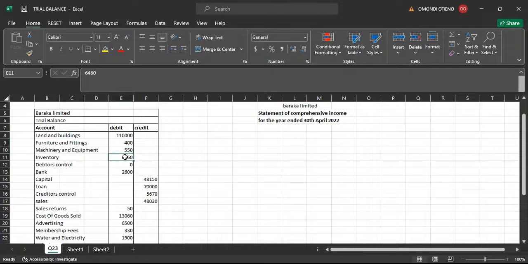Inventory is a current asset. Debtors control, that is the debtors, is 0. Bank, current asset. Capital is equity item, so we have it there. Loan, that is a long-term liability. Creditors control, that's a current liability. Sales, that's a revenue or income item. We have sales returns. Yes, we sold goods, but customers have returned back some goods to us. Cost of goods sold, we have it there.